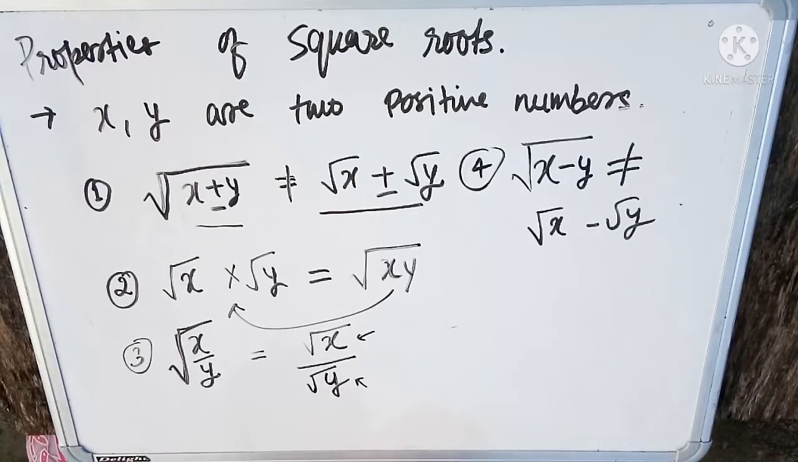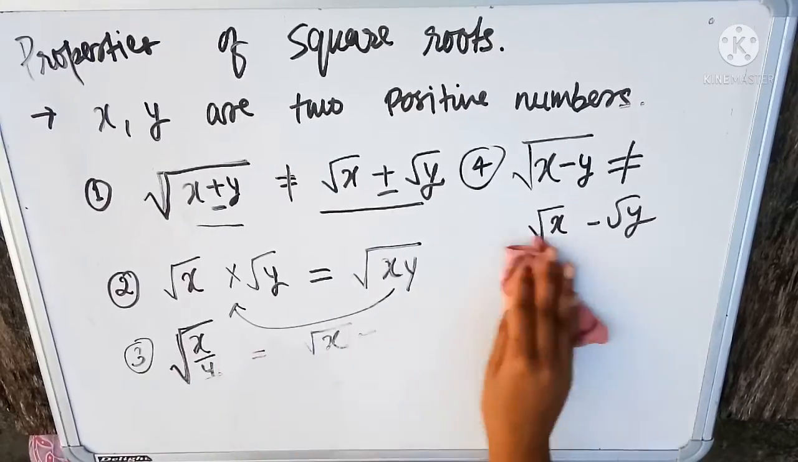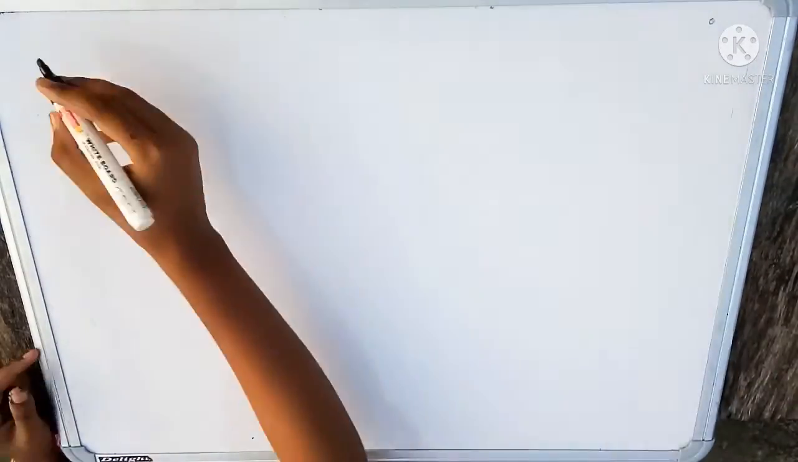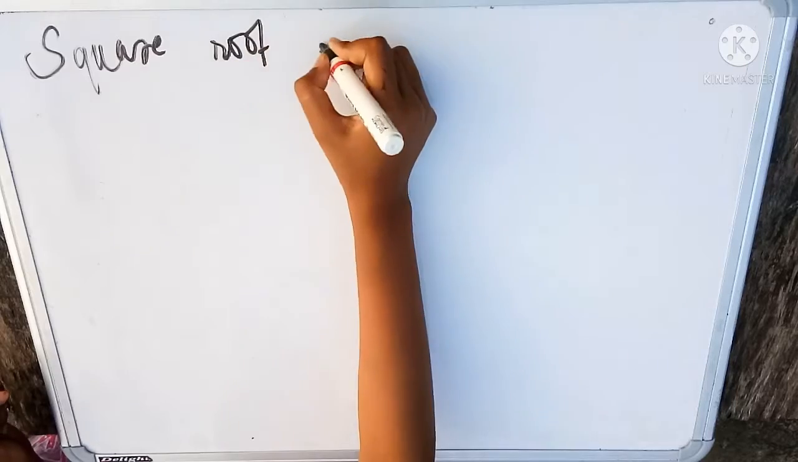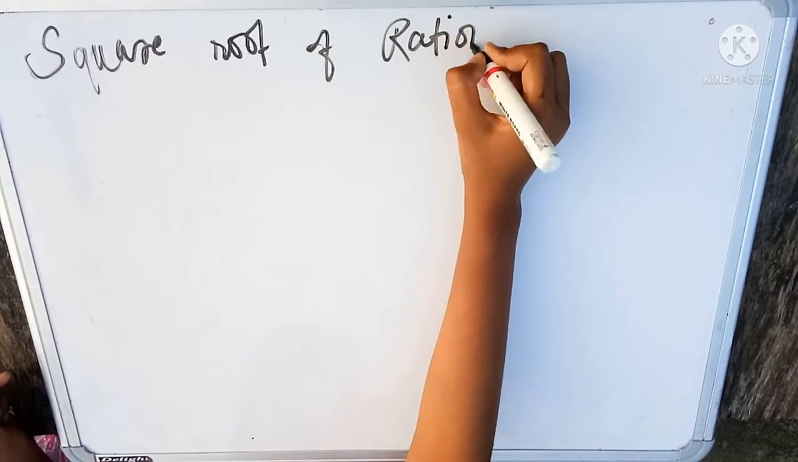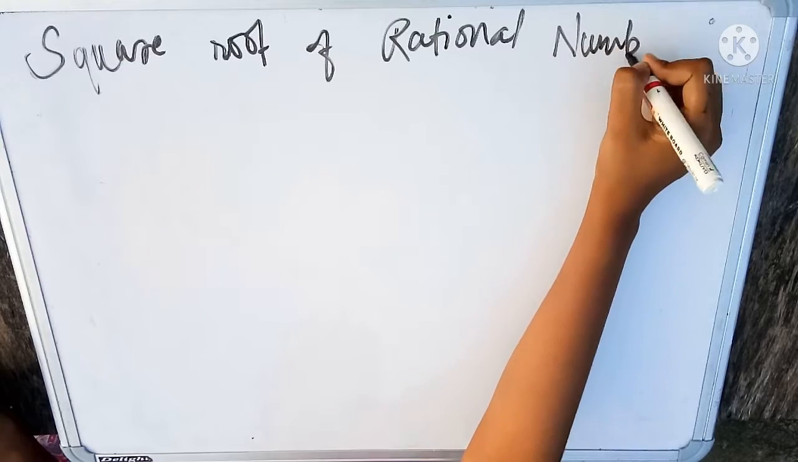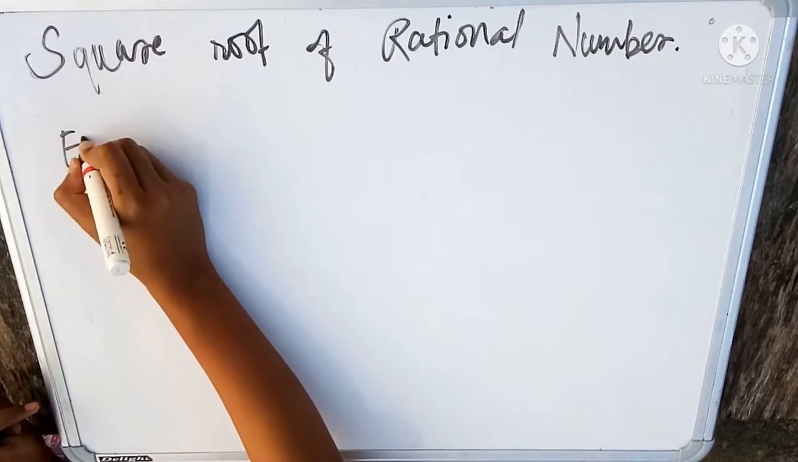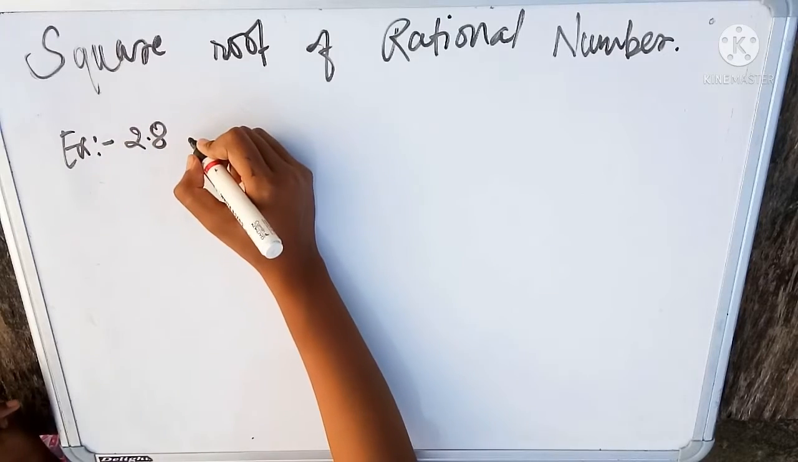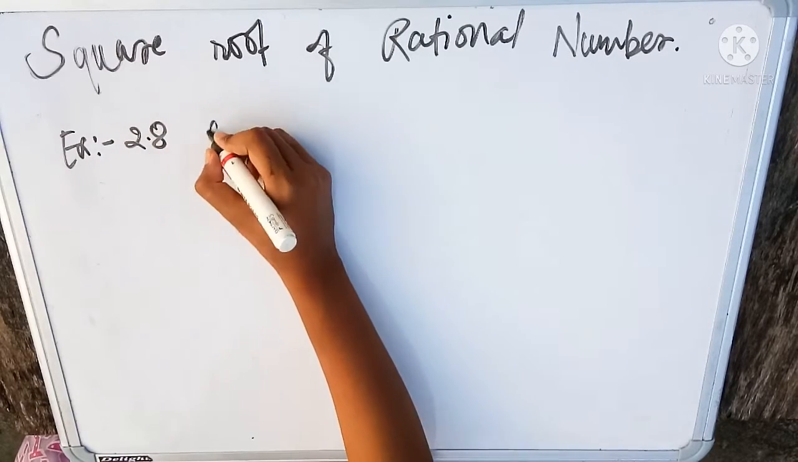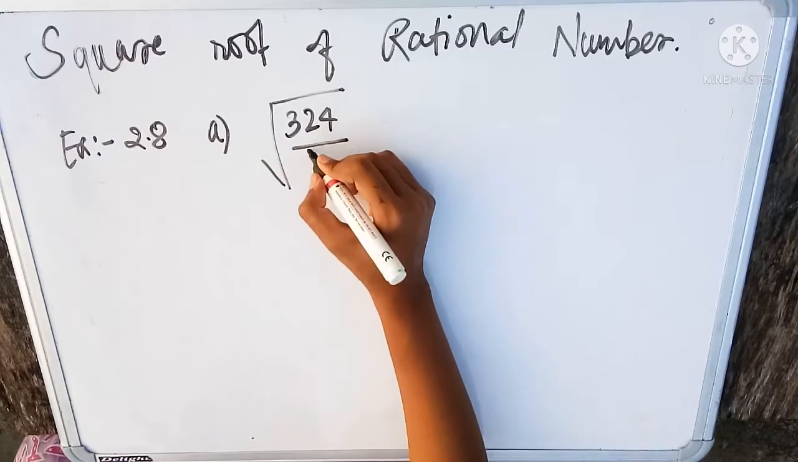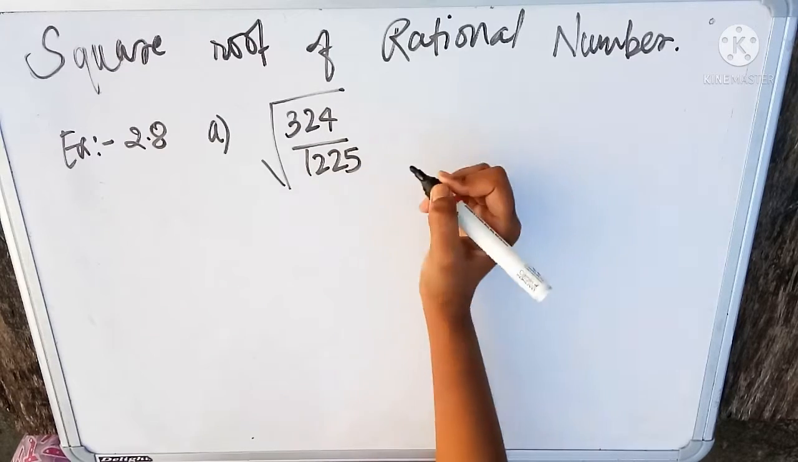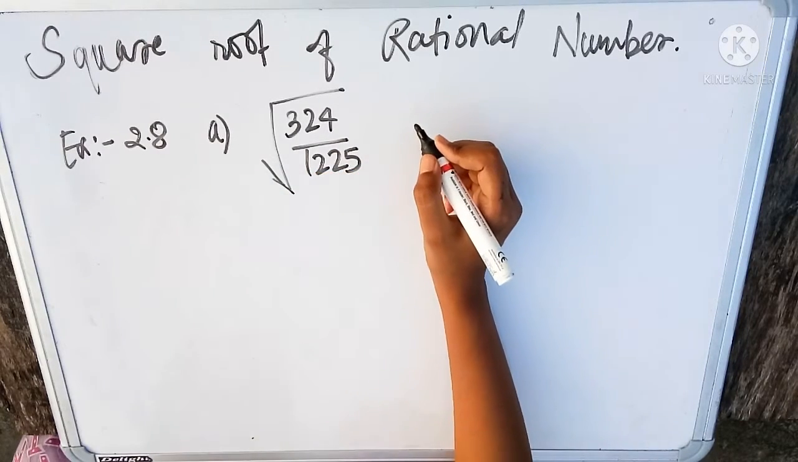Now let us understand how we can find out the square root of any rational number. The example given here is example 2.8. With the help of this example, we will understand the method. The first question says that we have to find the square root of 324 divided by 1225. How can we find the square root of this rational number?